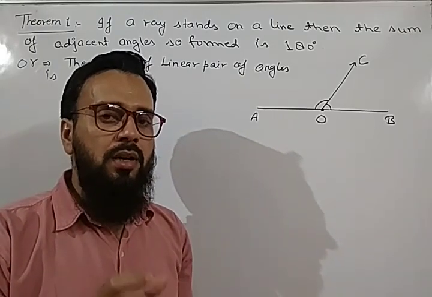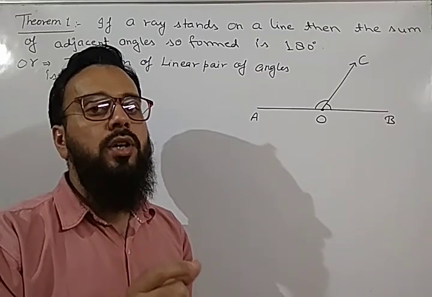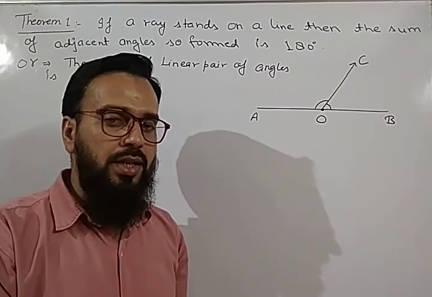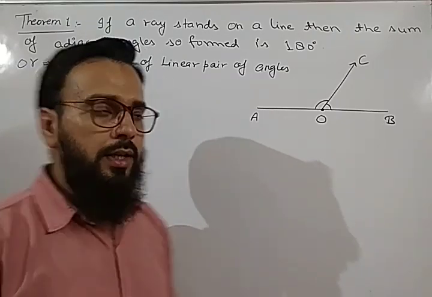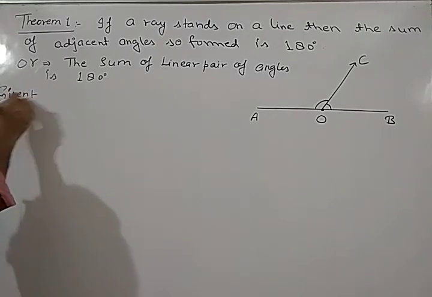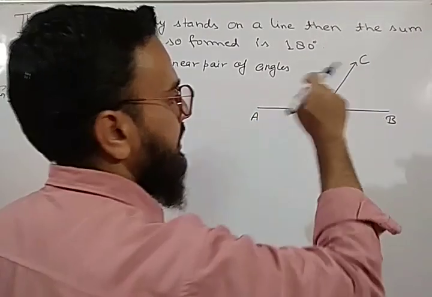Okay, first step, we have to write what is given. Second step, we have to write what we have to prove. Third step, if there is construction, then we will write construction. If there is no construction, then we will directly prove it. Okay, so let us start with the first statement. First statement is what we have given. So what is given here? We are given a straight line AB.